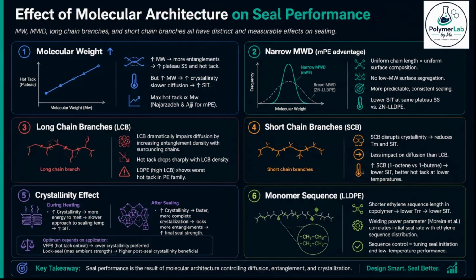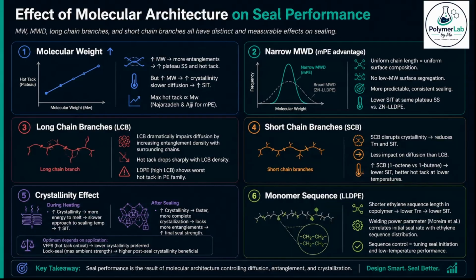Molecular weight distribution. Narrow is better. With narrow molecular weight distribution, every chain at the surface has similar mobility, similar diffusion rate, and similar entanglement potential. The sealing onset is sharp and predictable. With broad molecular weight distribution, the short chains dominate surface behavior. They diffuse quickly but contribute nothing to the strength, while the long chains are slow to respond. The result is a broader, less efficient transition from no seal to full seal.